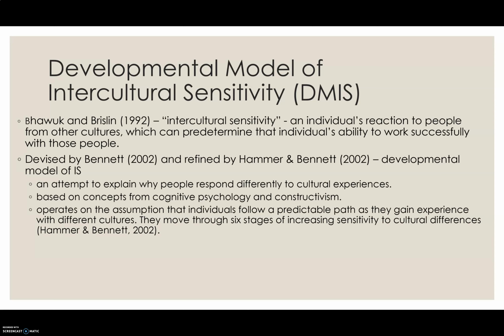And I suppose the basis of the model is that all individuals, regardless of who they are and their background and their experiences, will follow a relatively predictable path as they gain experience with different cultures. And as they do, they move through 6 stages of increasing sensitivity to cultural difference. As I said previously, it is a linear model, but it doesn't suggest that people always progress from point A to point B to point C to point D; there is the possibility of regression between the steps.